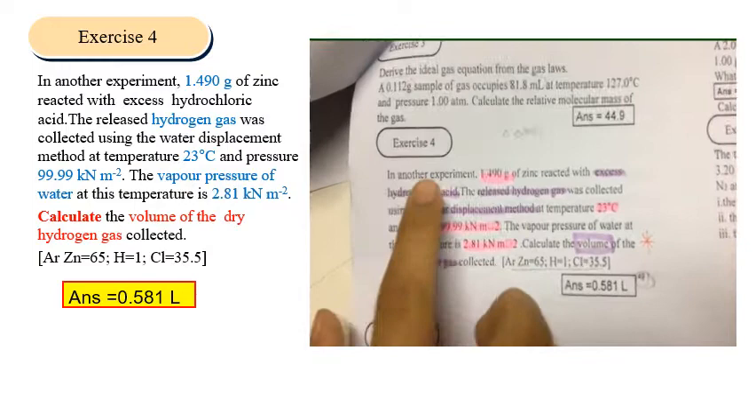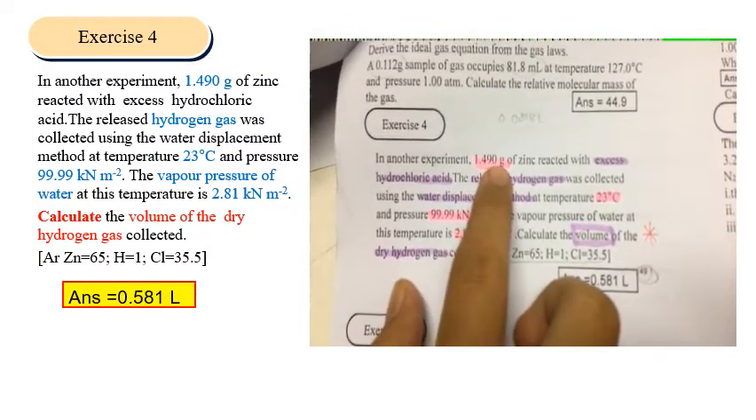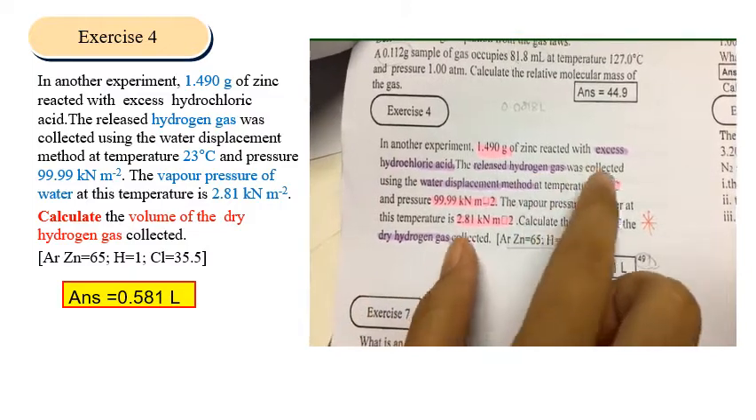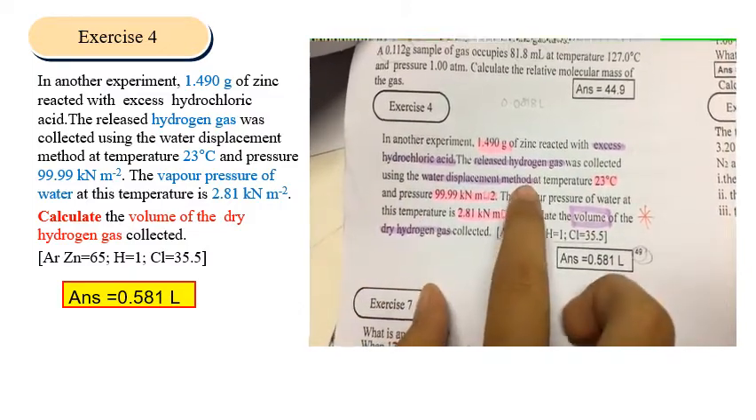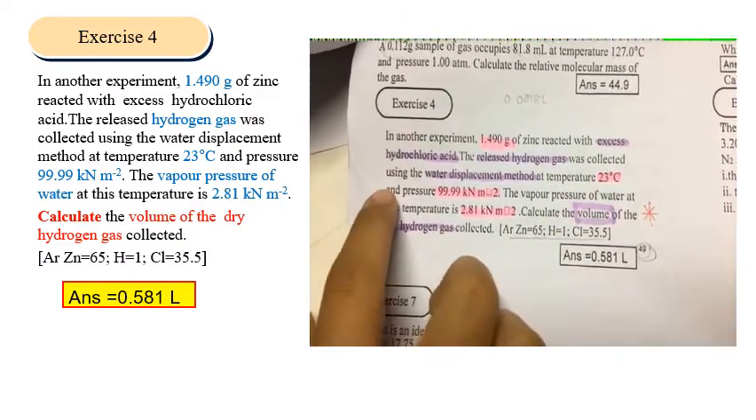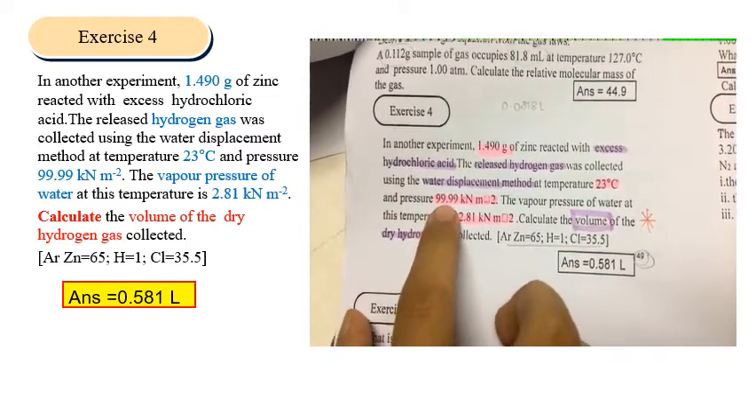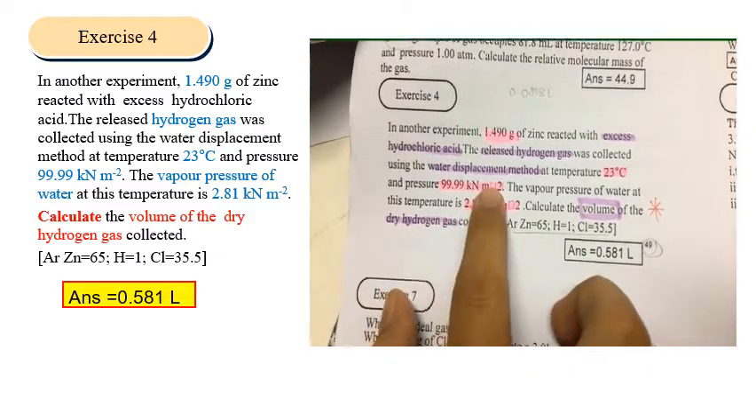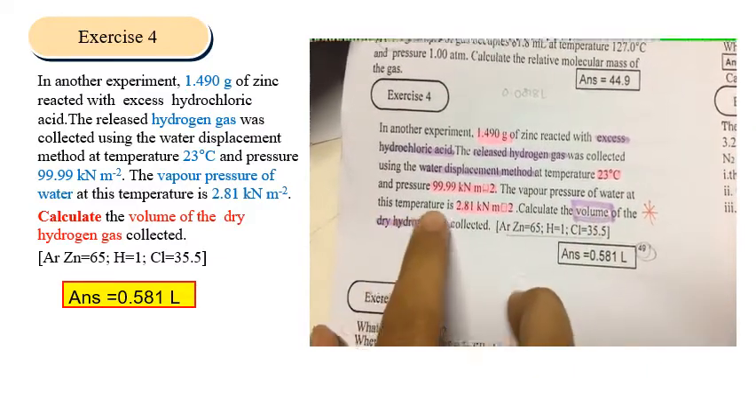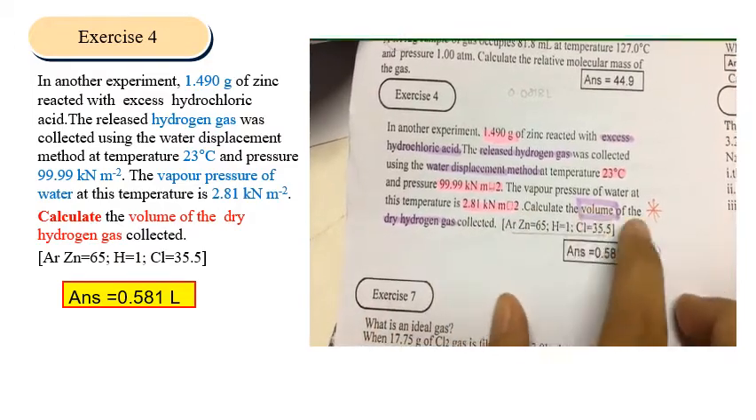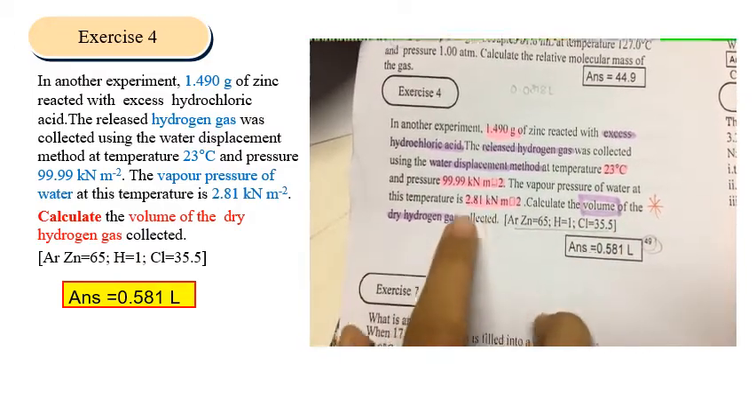Okay, in another experiment, 1.59 gram of zinc reacted with excess hydrochloric acid. The released hydrogen gas was collected using the water displacement method at a temperature of 23 Celsius and pressure 99.99 kNm^-2. The vapor pressure of water at this temperature is 2.81 kNm^-2. Calculate the volume of the dry hydrogen gas collected.